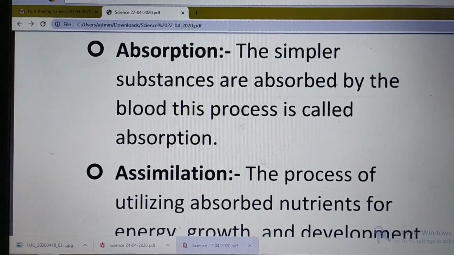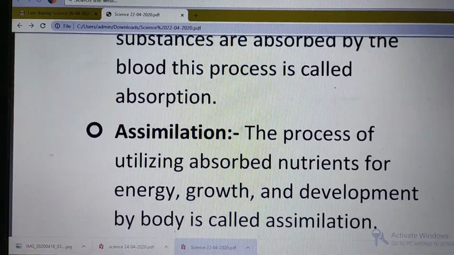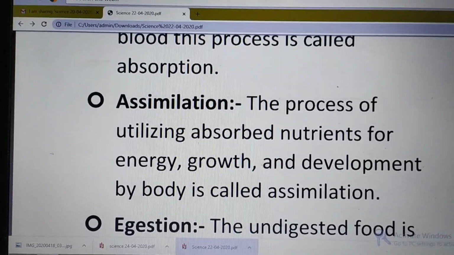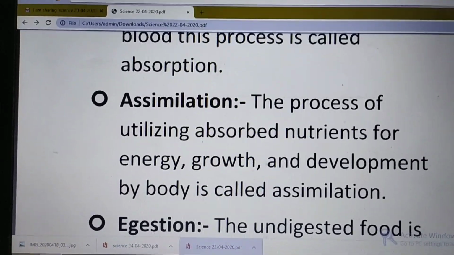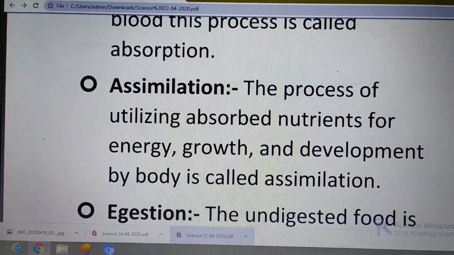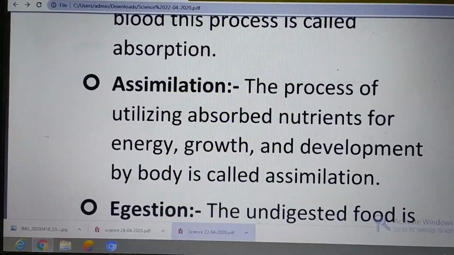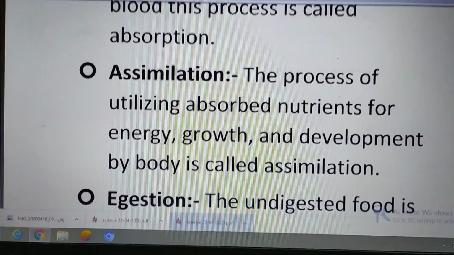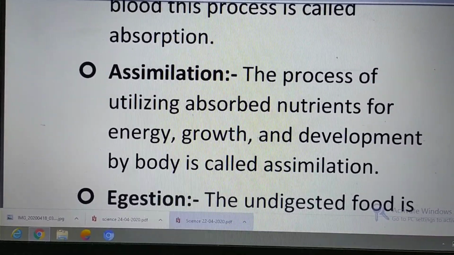Now after absorption, the fourth one is assimilation. Assimilation means the food that we have eaten and absorbed in the blood, how we get energy from that, how we are using that food. We are using the food for energy, for growth, for development. That is called assimilation.